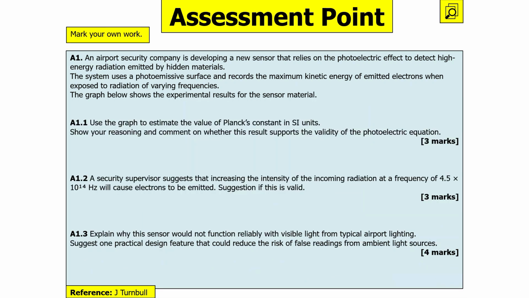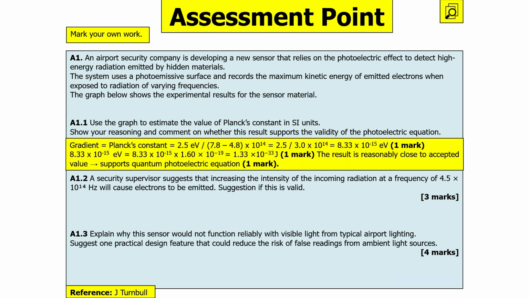So, how do you answer this question? Well, in the first one, we've got to be aware that the gradient of the line is the Planck constant. So you would do 2.5 eV over 7.8 times 10 to the 14 minus 4.8 times 10 to the 14. So our answer is 8.33 times 10 to the minus 15 eV. We could then convert that into joules by multiplying by 1.6 times 10 to the minus 19. So therefore, we get our answer to be 1.33 times 10 to the minus 33 joules. Now the result is reasonably close to the accepted value, so therefore it supports our quantum photoelectric equation.